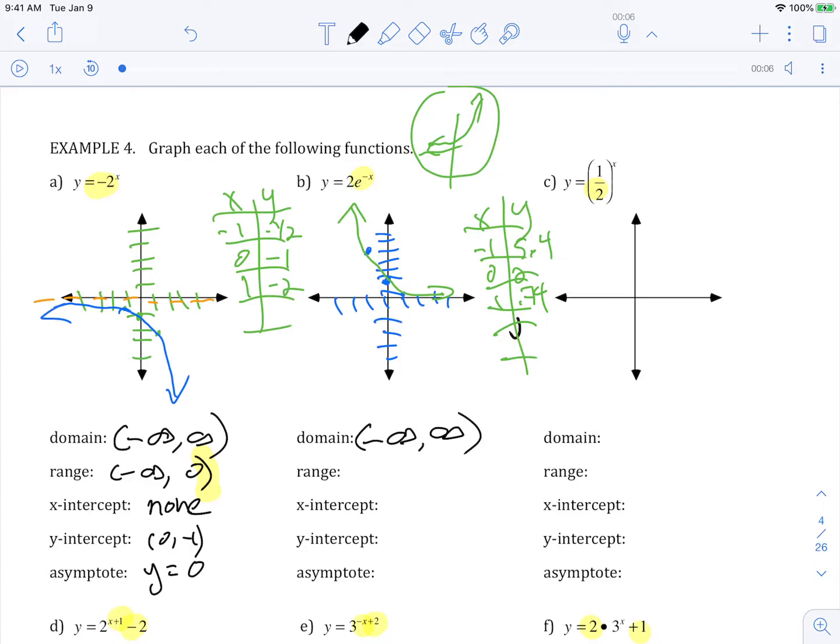The range here, this time the asymptote is at y equals 0, so it goes from 0 to infinity. The x-intercept again is none, and the y-intercept is where x equals 0, so that's (0, 2).